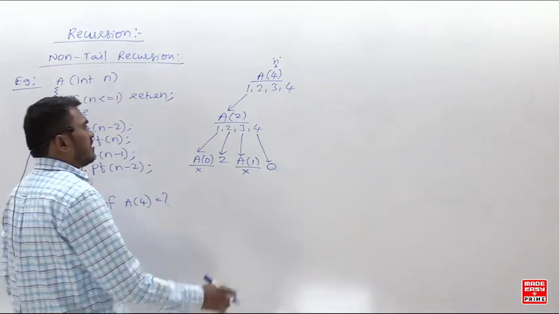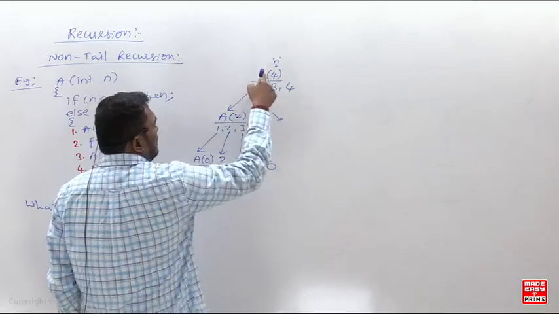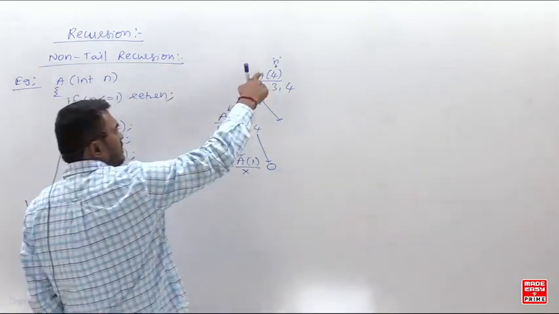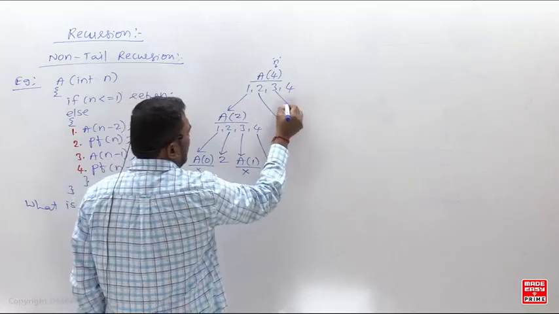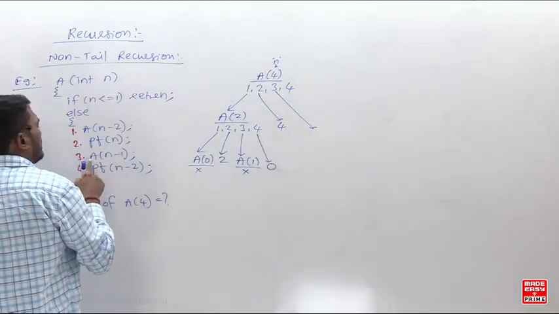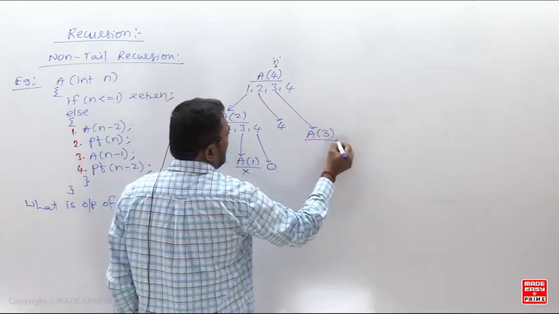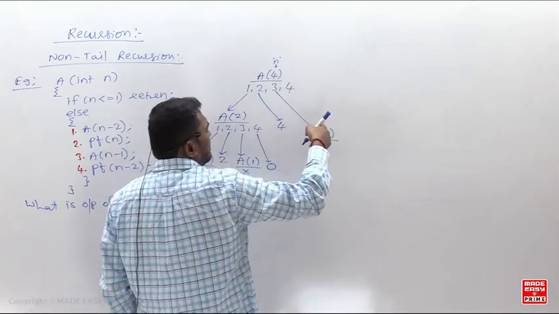Now the second statement in the A of 4 function. The second statement is printf n. What is the n value in this activation record? 4. Now tell me the third statement. The third statement is A of n minus 1, that is A of 3, because the n value is 4 here and n minus 1 means 3.